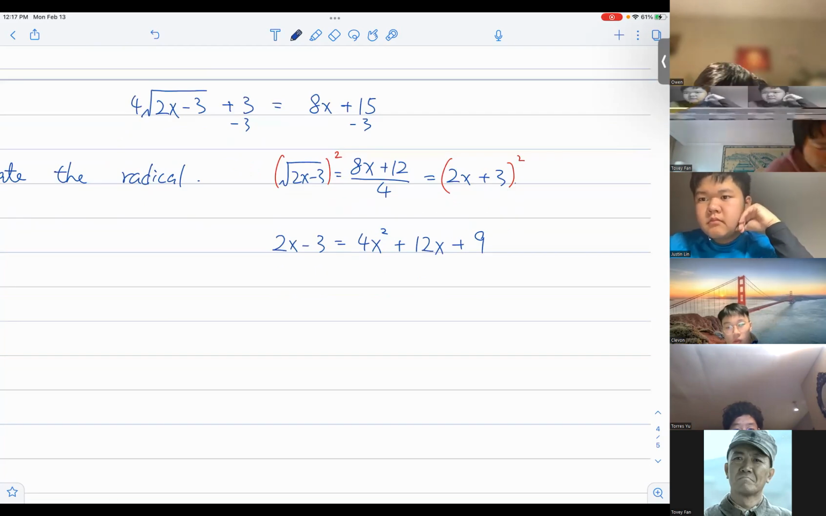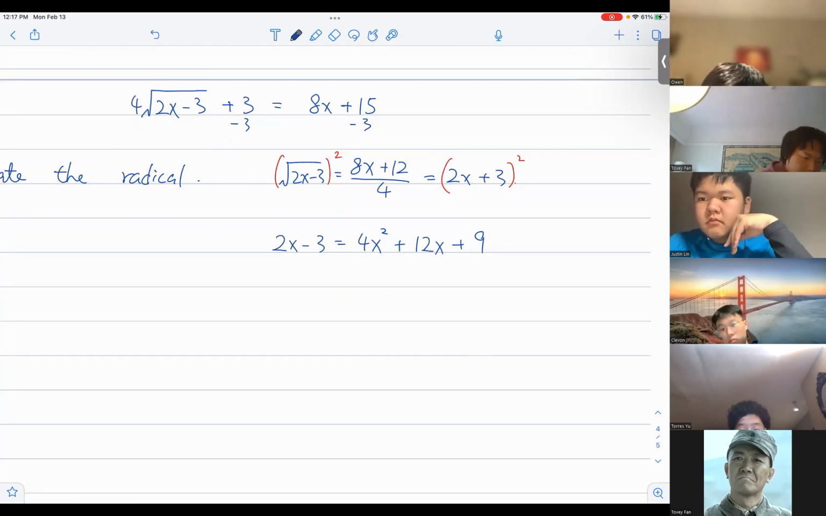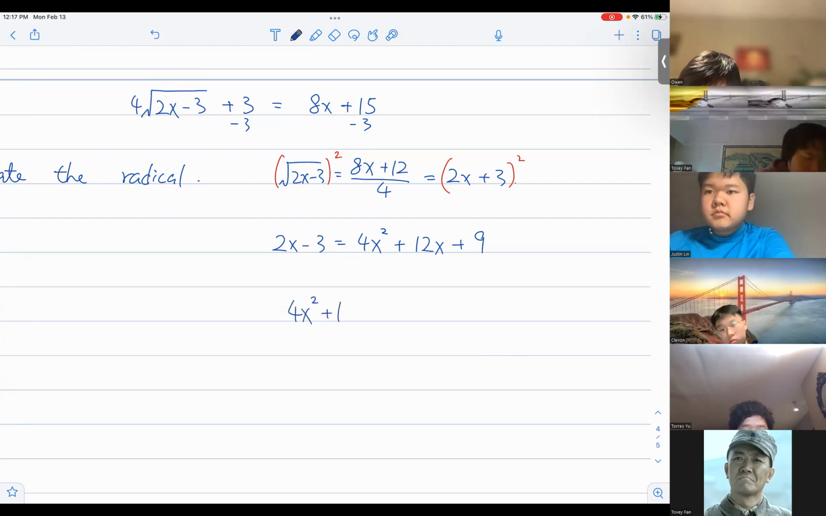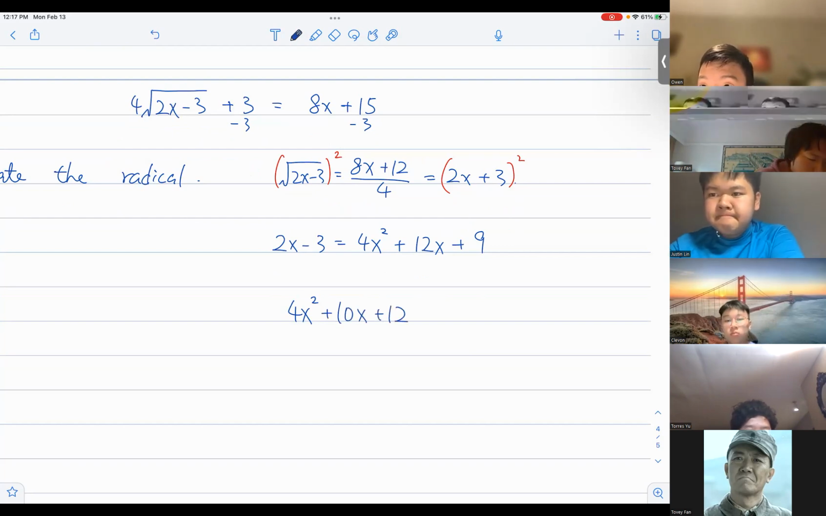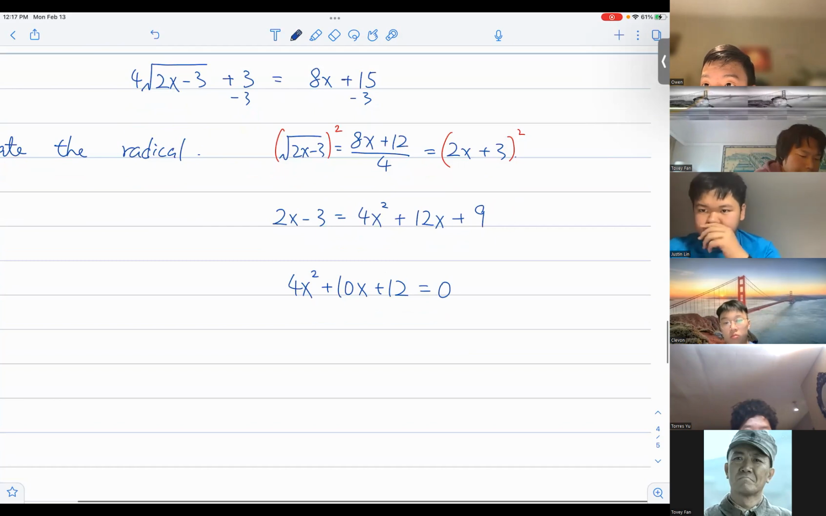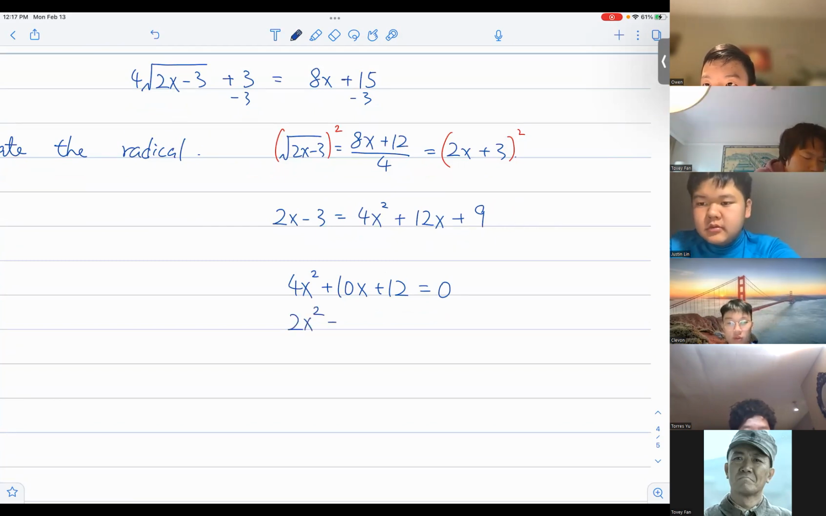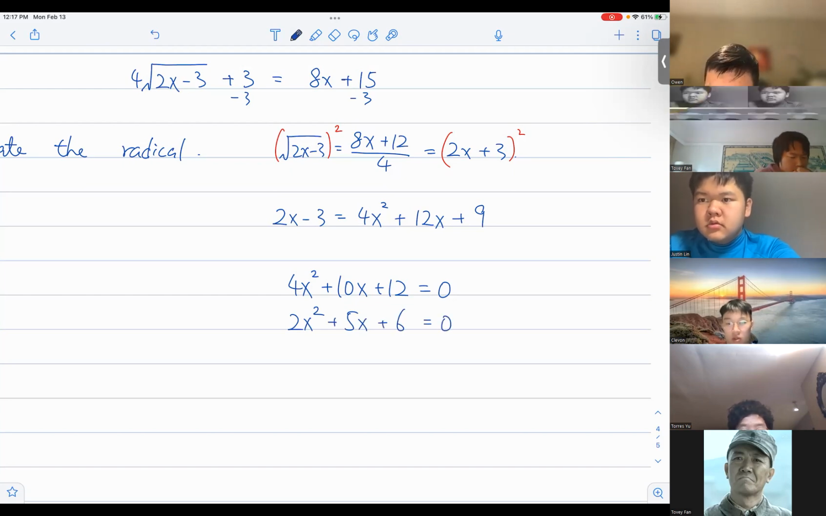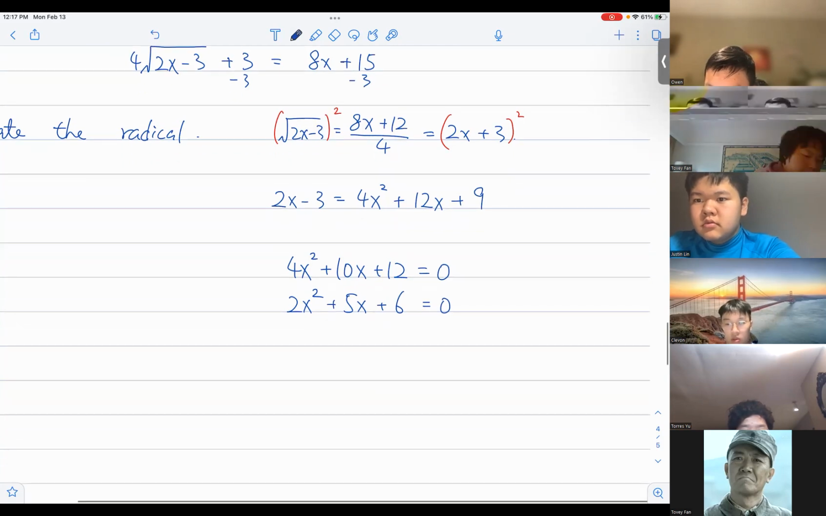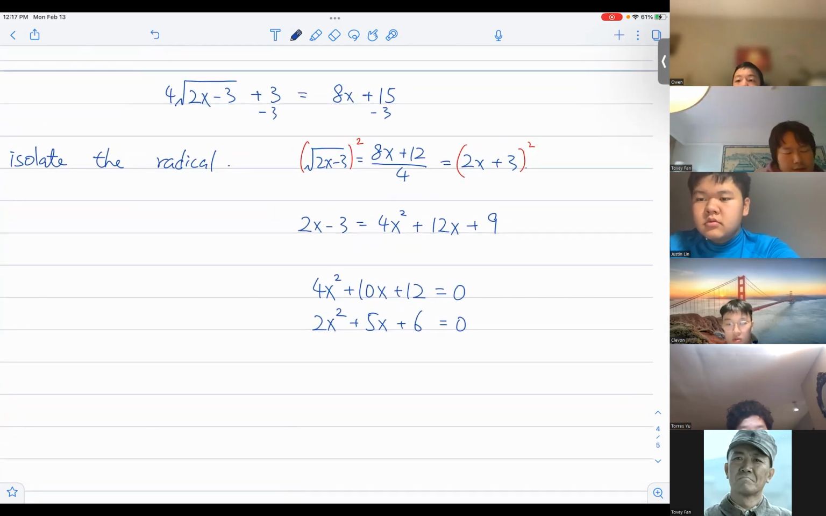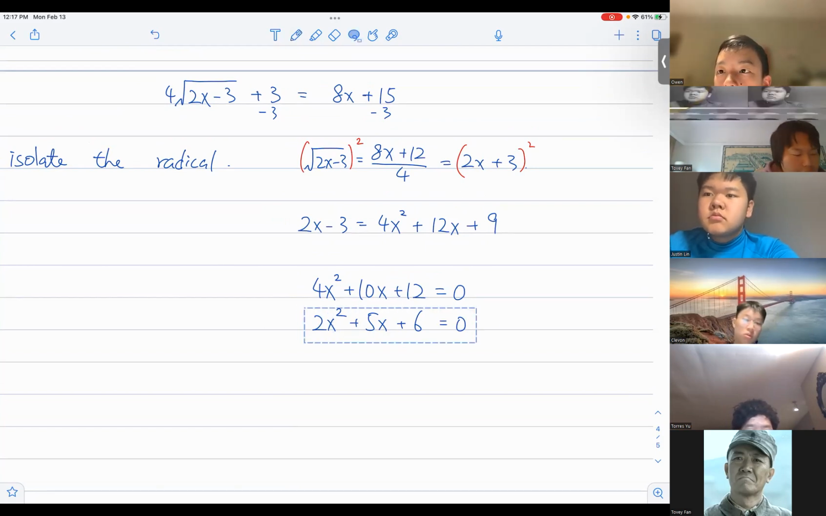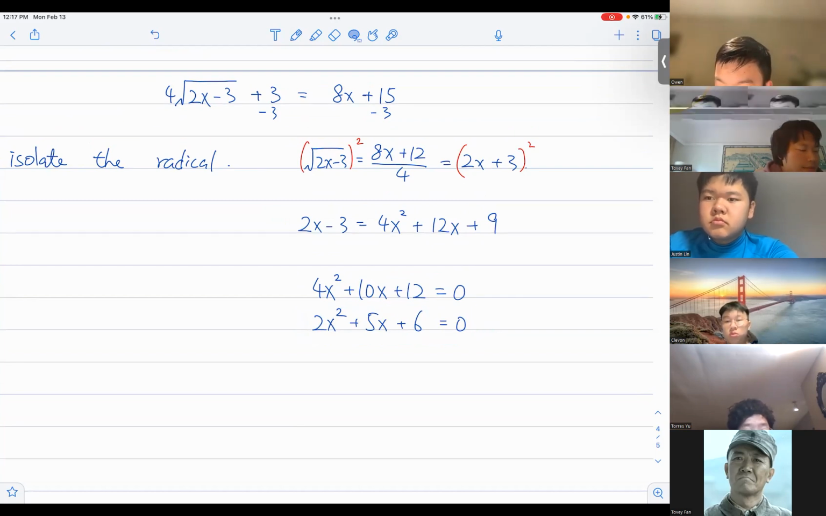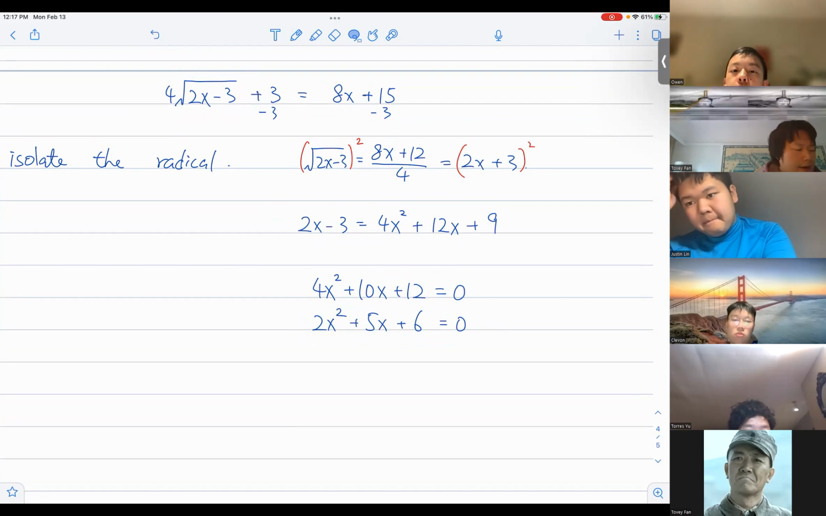So what do we have here? We have a quadratic, right? So we combine all the terms. That's 4x squared plus 20x plus 24 equals 0. Divided by 2, 2x squared plus 5x plus 6 equals 0. And then solve by quadratic formula. Using the quadratic formula gives you 2 answers, and you plug them back in to check for negative values.